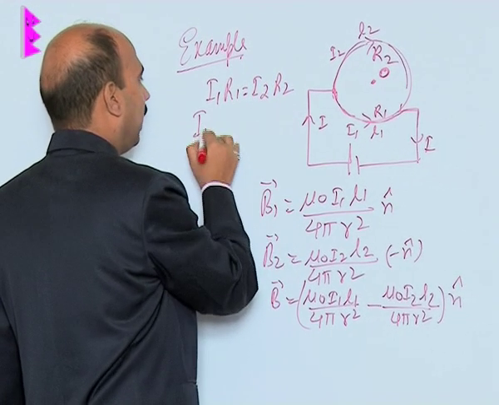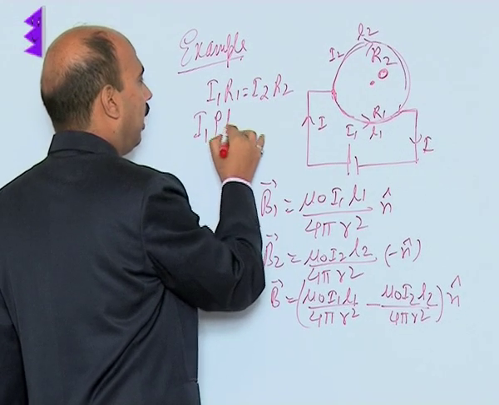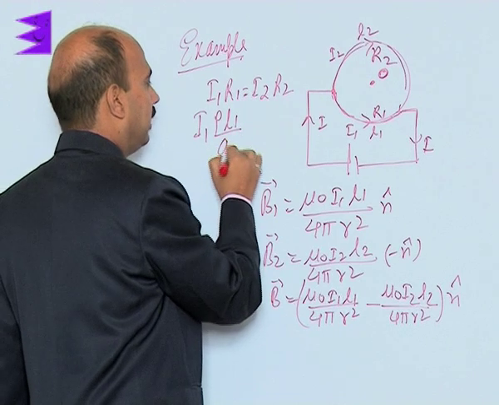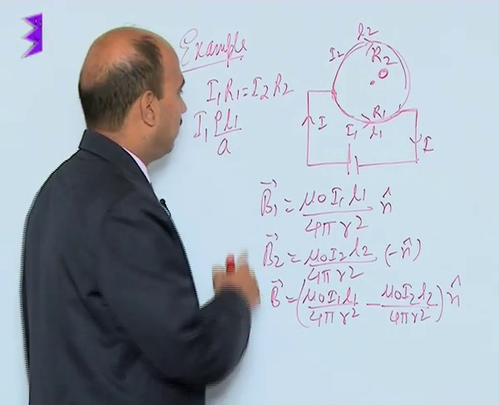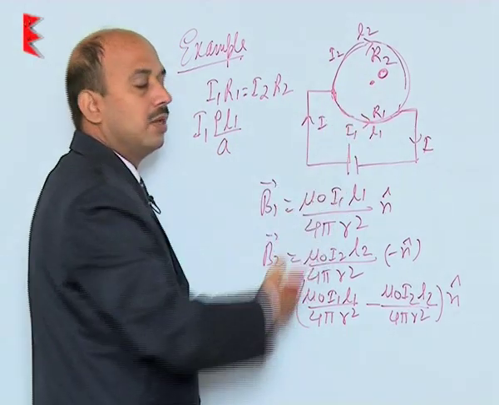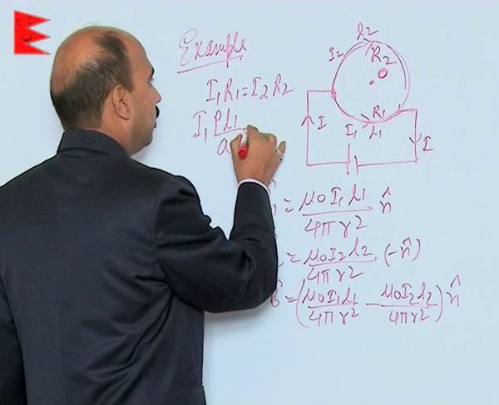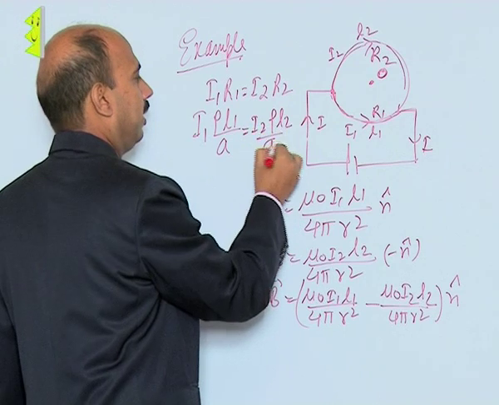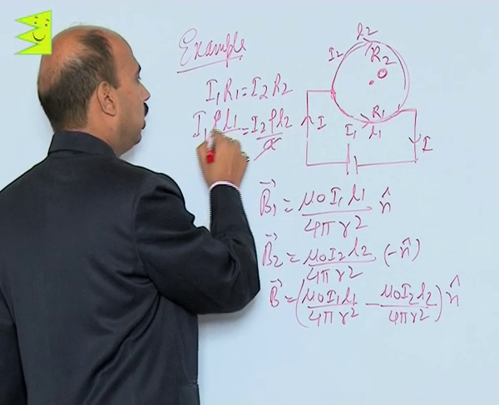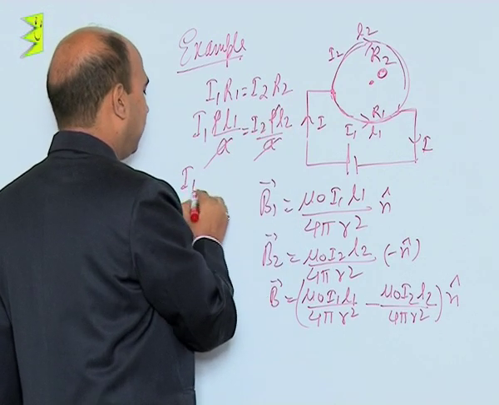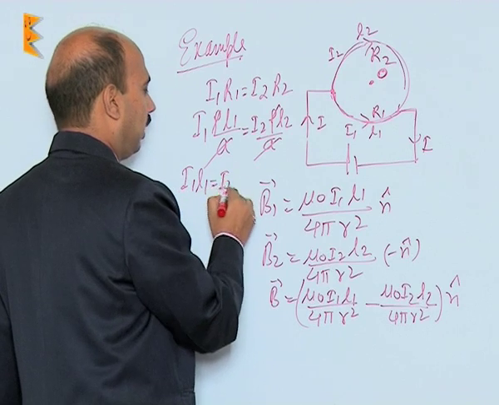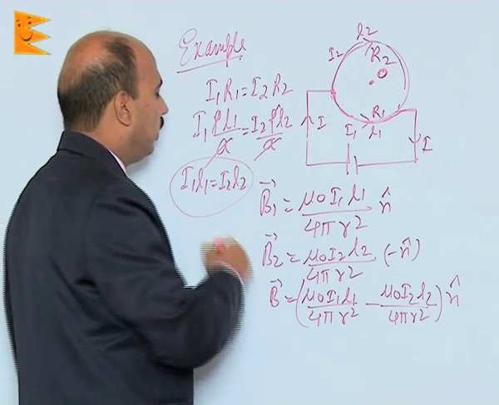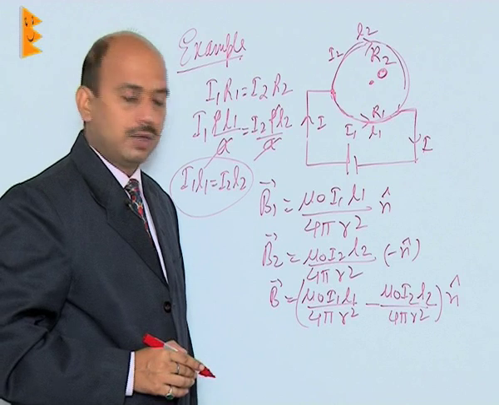So, we can write I1 rho L1 upon A, where A is the area of cross section. I have put the resistivity because the material is the same, so the resistivity remains the same. Similarly we write I2 rho L2 divided by A. This A and this A will get cancelled, rho will get cancelled, and you will get I1 L1 is equal to I2 L2. So, we have shown here I1 L1 is equal to I2 L2.